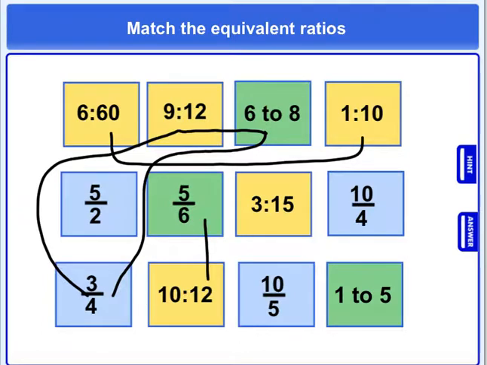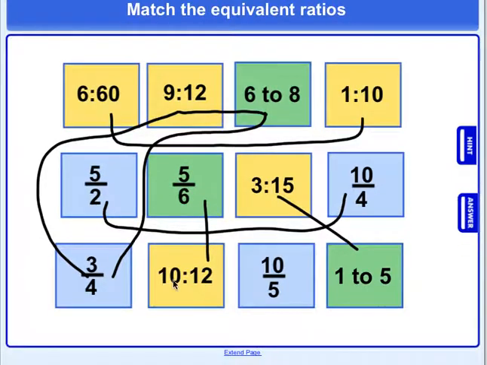Okay, this one right here. You could do 1 to 5, it's the same as 3 to 15. And 10 to 4 goes to our 5 to 2. So we can match some equivalent ratios telling us that these are the same ratios, but we do want them in simplest form.